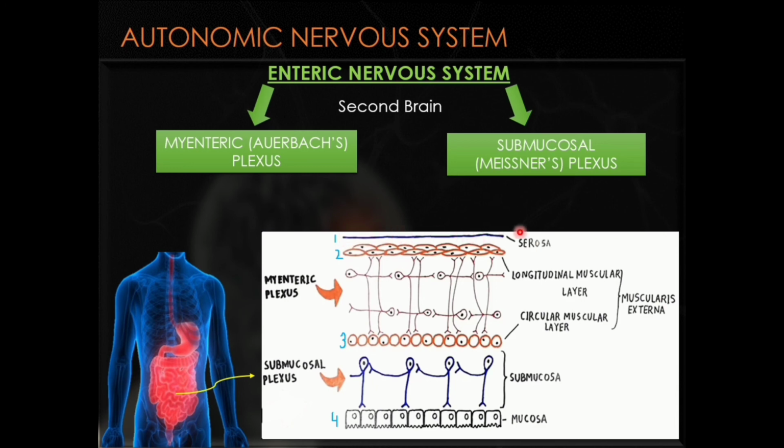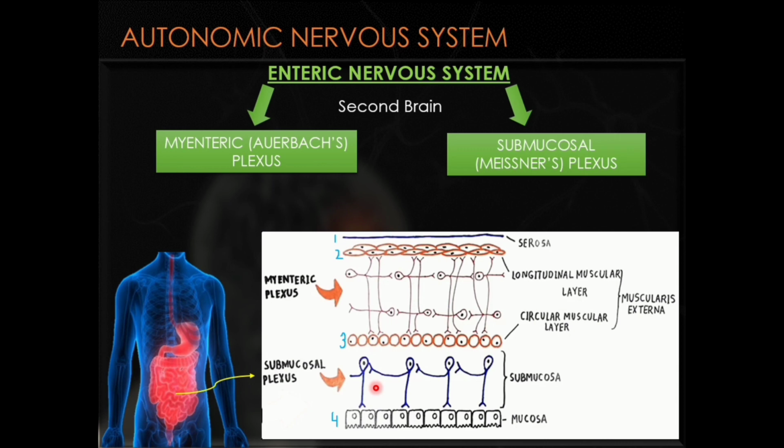As I already said, the principal components of the enteric nervous system are 2 networks or plexuses of neurons. The first one is the myenteric plexus, which is located between the longitudinal and circular layers of muscles in the muscularis externa here. And as I already said, it is a network of neurons looking like this. The second plexus is called the submucosal plexus, and as its name implies, it lies in the submucosa over here. So in general, the enteric nervous system consists of some 100 million neurons.